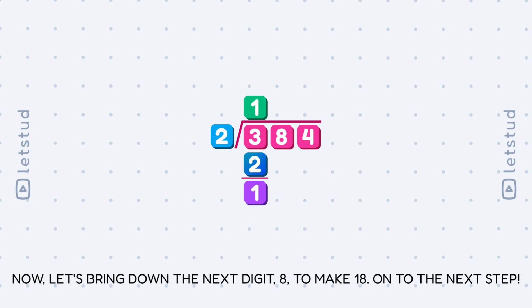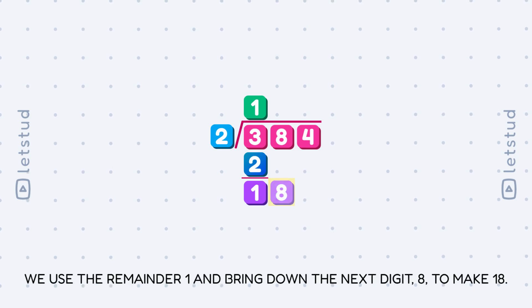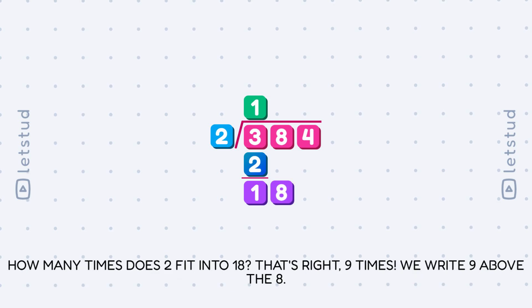On to the next step. We have 18 now. Time to figure out how many times 2 goes into 18. We use the remainder 1 and bring down the next digit, 8, to make 18. How many times does 2 fit into 18? That's right, 9 times. We write 9 above the 8.